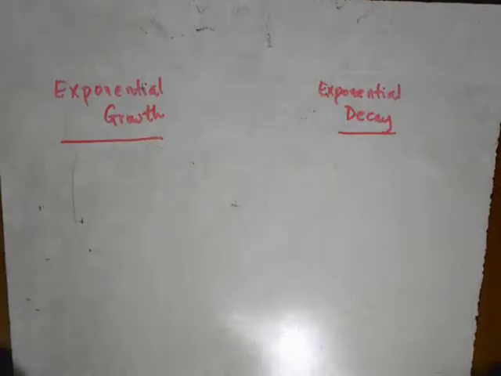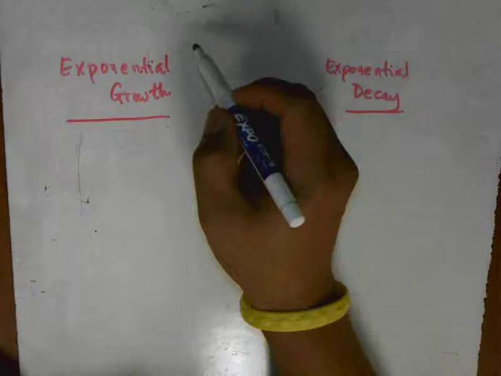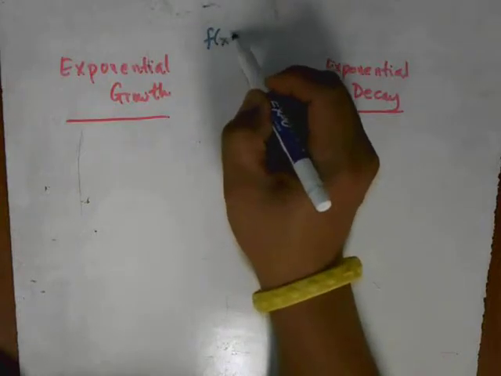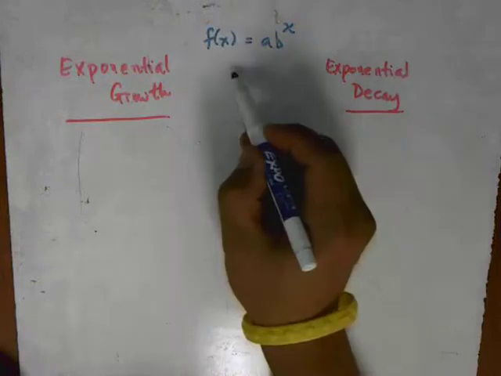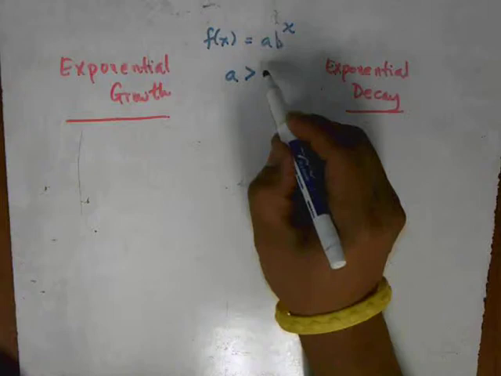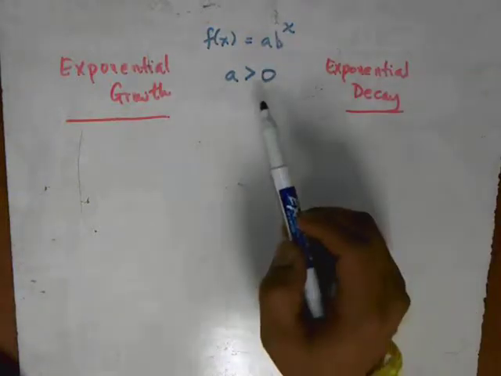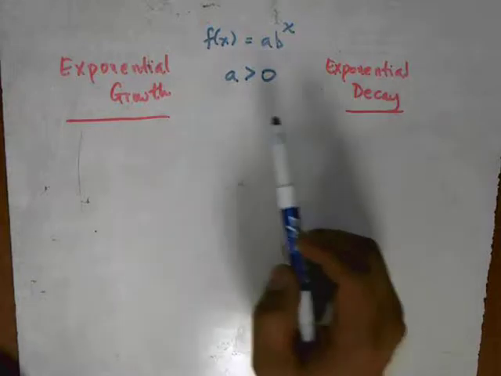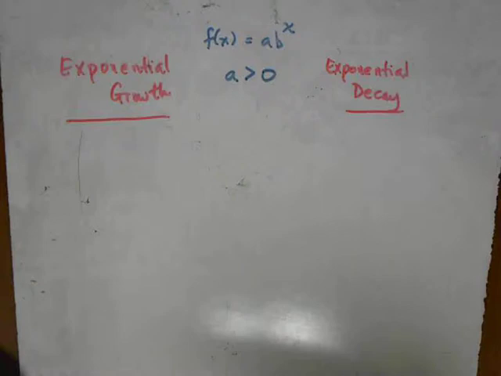Hello, pre-calculus students, and welcome to the lesson on exponential growth and exponential decay. So let's define these functions first. There is something that they have in common. The one thing that they have in common is that it is of course an exponential function. And not only that, a has to be greater than 0. Okay? So exponential functions do not meet this description, but exponential growth and exponential decay meet this description. So this is sort of a special case of the exponential functions.